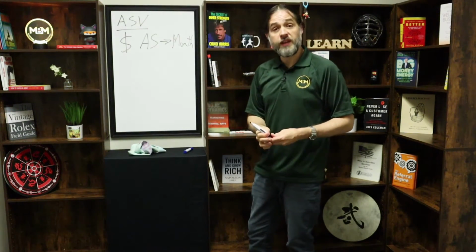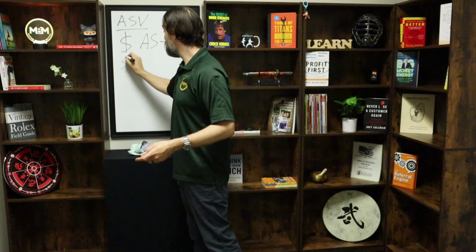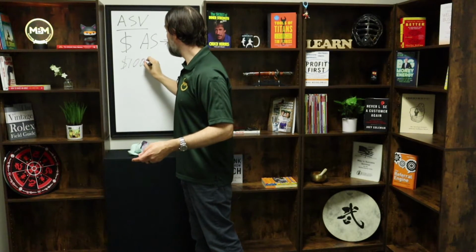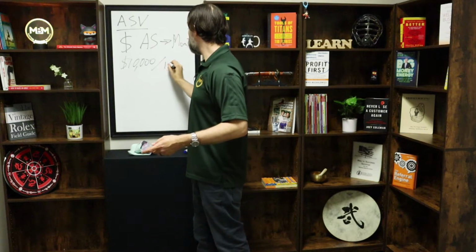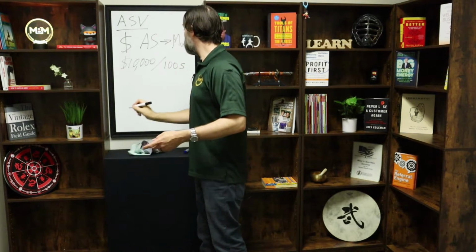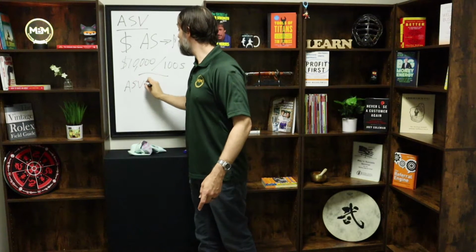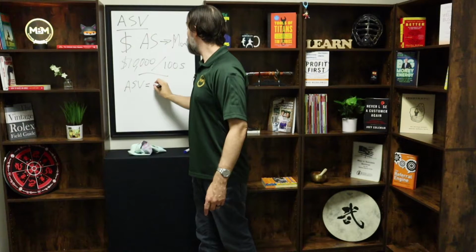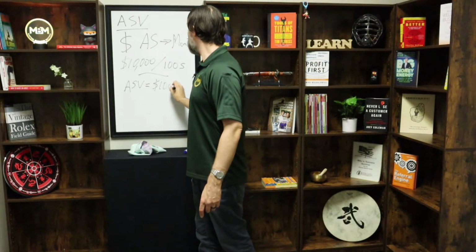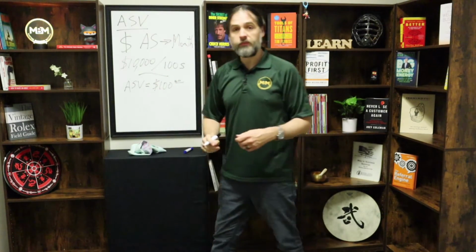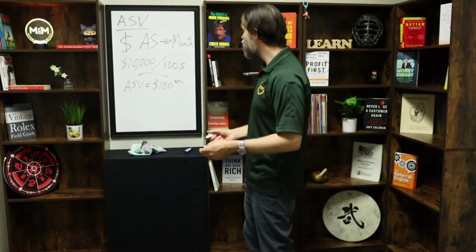And we'll continue using that same example. We've got $10,000 in revenue out of 100 students equals an average student value of $100. So far, so simple. And here's where we start getting into some interesting conversations.